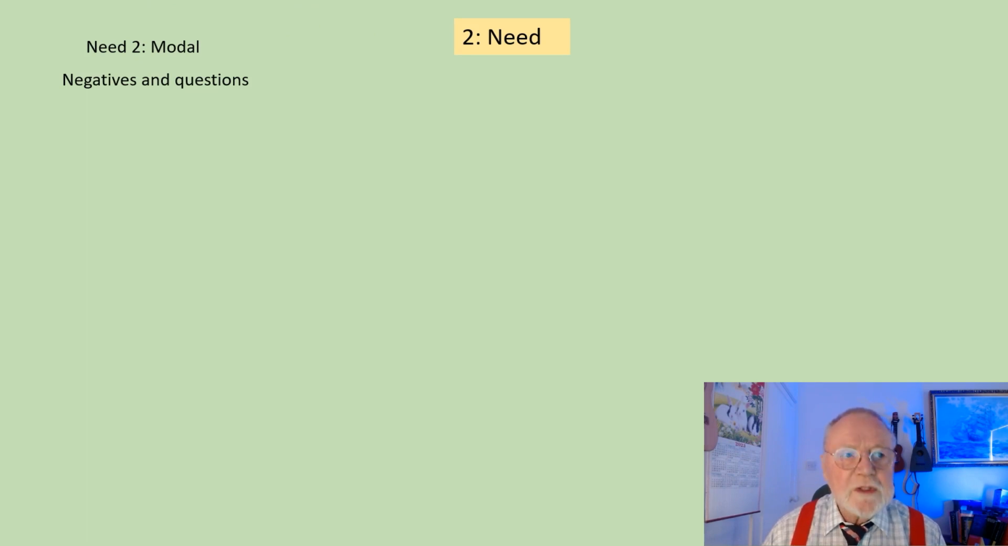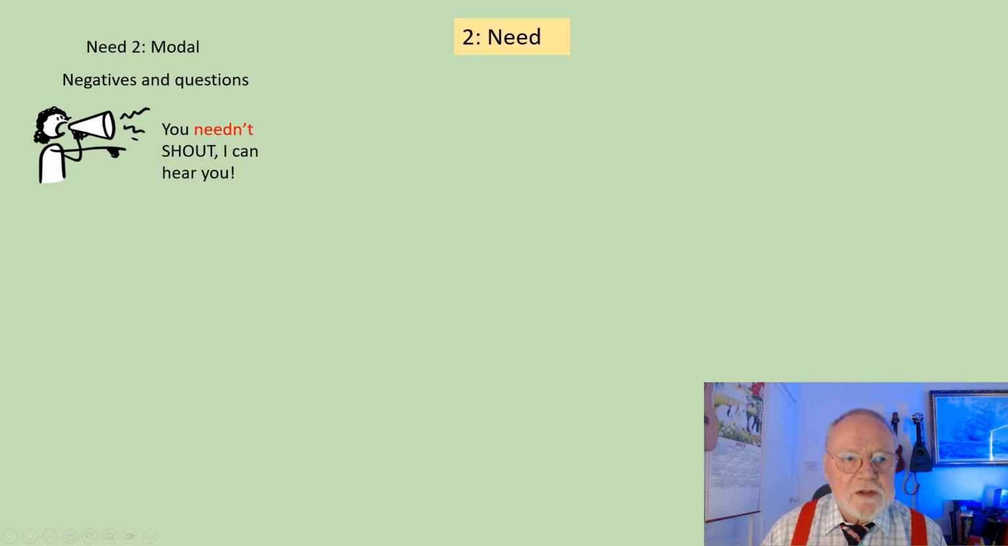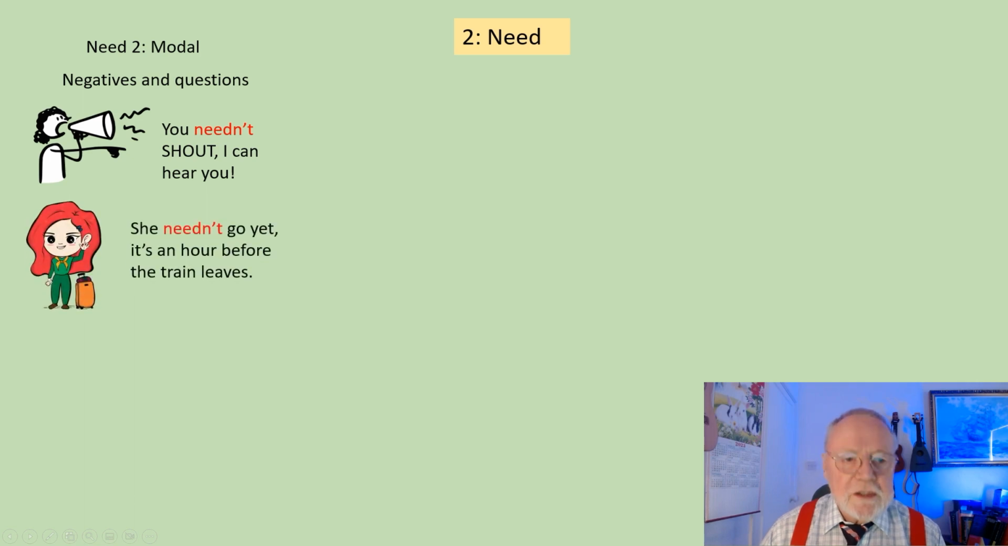The second form of need, the modal form, is used quite often in negatives and questions. Keep quiet, please. Also to give instructions. You needn't shout, I can hear you. She needn't go yet. It's an hour before the train leaves. And the important thing to note here is that there is no S on the third person and there is no to following needn't, so we are in the modal form.